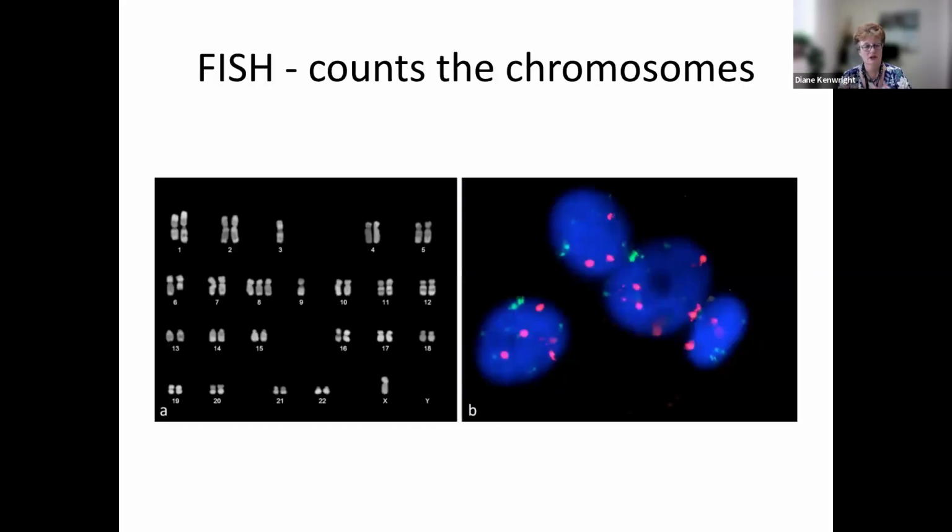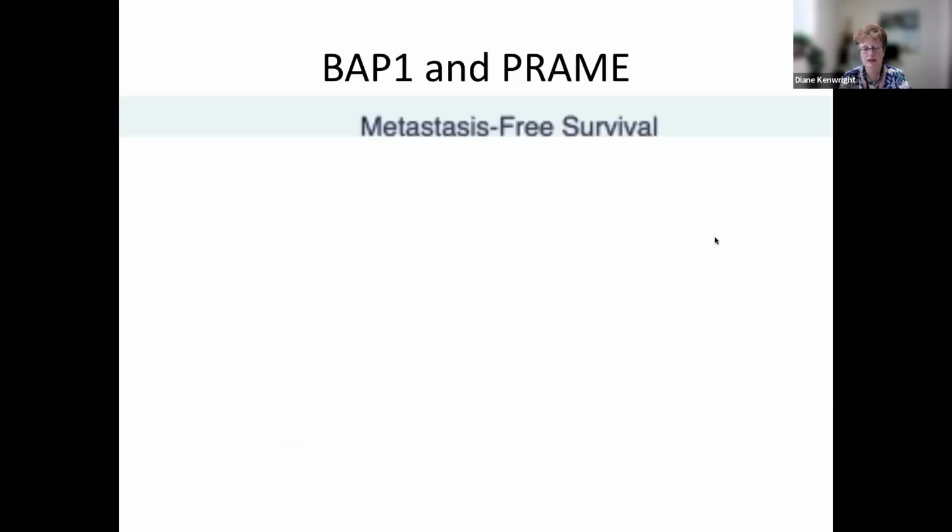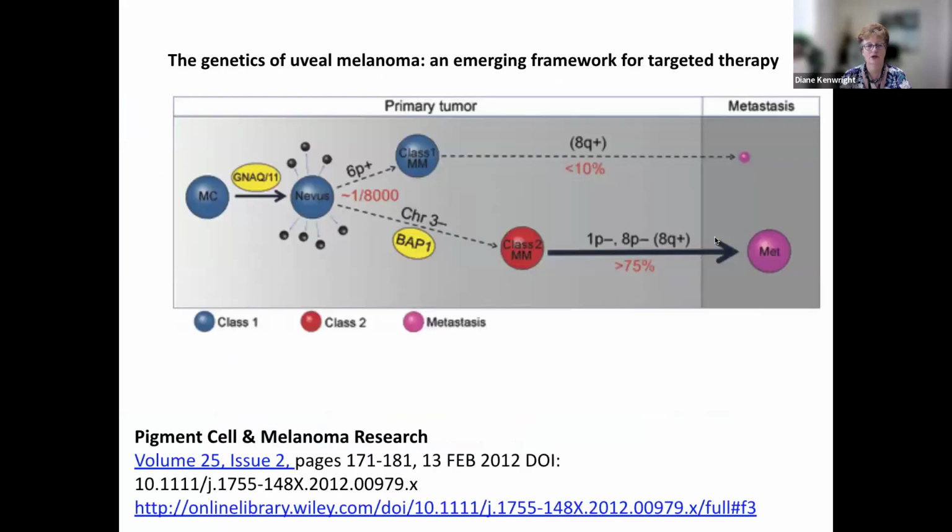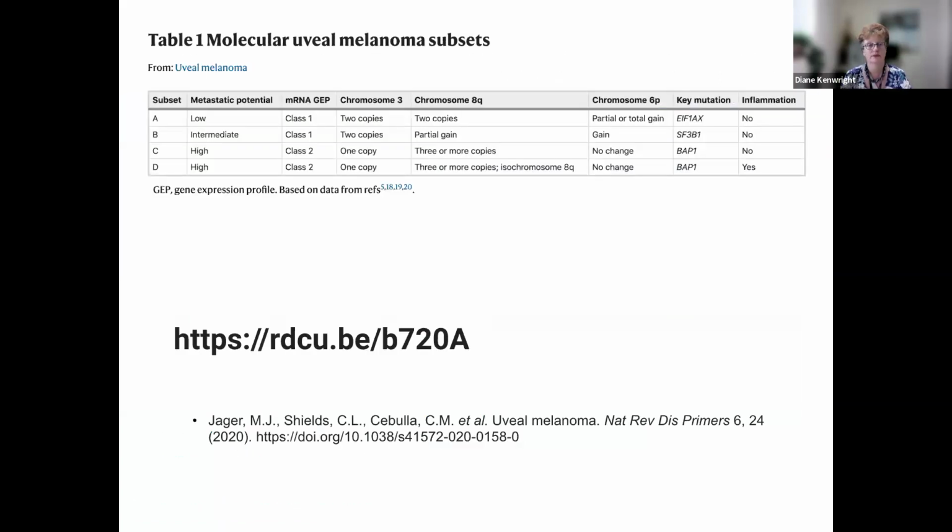So FISH, what's FISH? FISH basically counts the chromosomes. It looks like this. Okay, it can be quite technical. And this is the old classification where there was an initial GNAQ mutation, and then it went down 2 possible mutation pathways, and BAP1 is where you detect chromosome 3 monosomy without actually having to do the FISH.